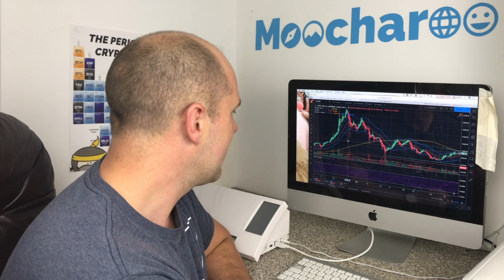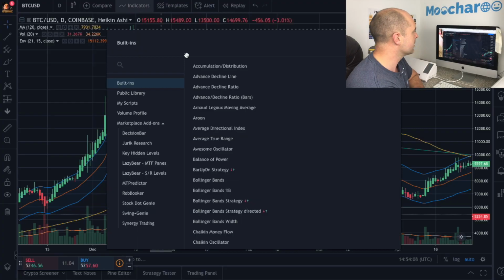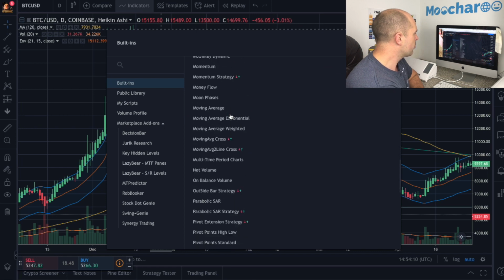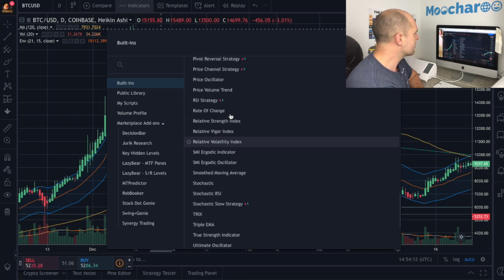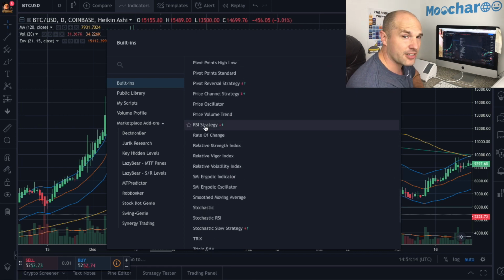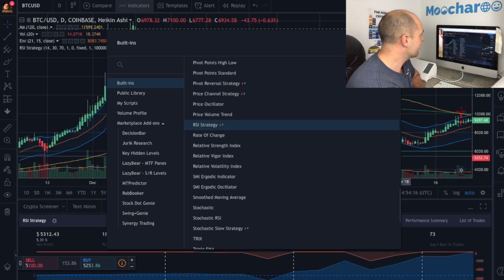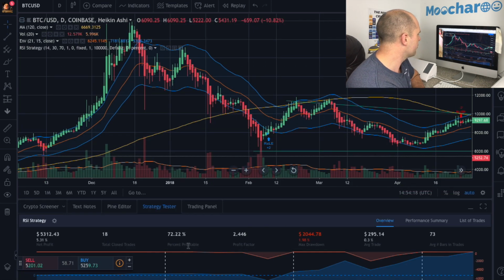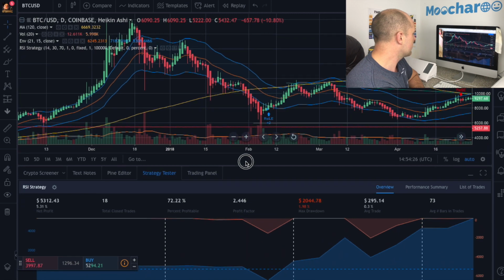But how do you know what the most optimum settings are for each coin? Well, all you need to do is get rid of the RSI for a moment and go back up to your indicators. Go all the way back down to RSI, and this time you're looking for one called RSI strategy. Click on that and it will give you this little part down here. So at the minute you can see net profit is 5,000. Let me just go into that a second.